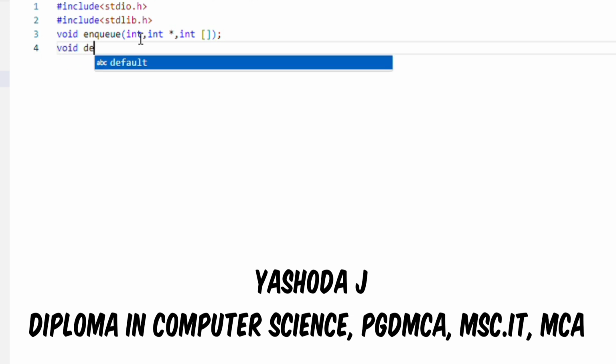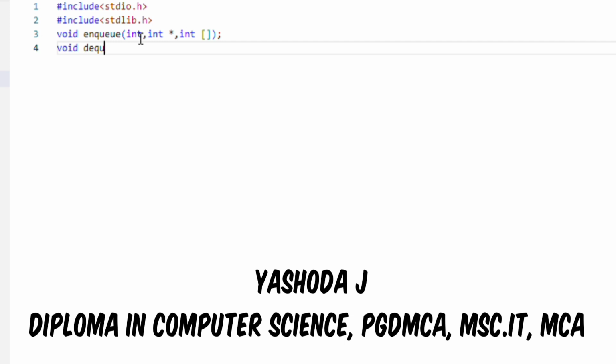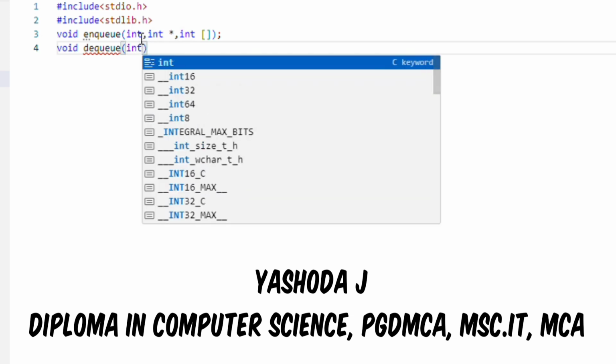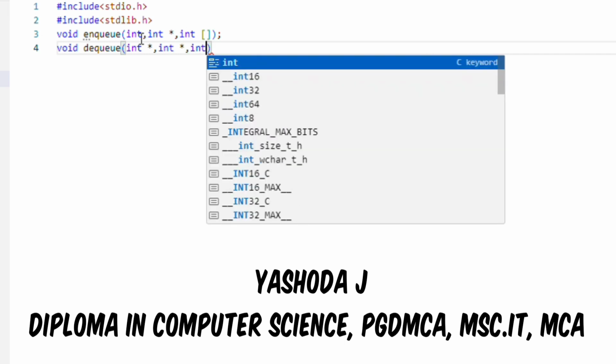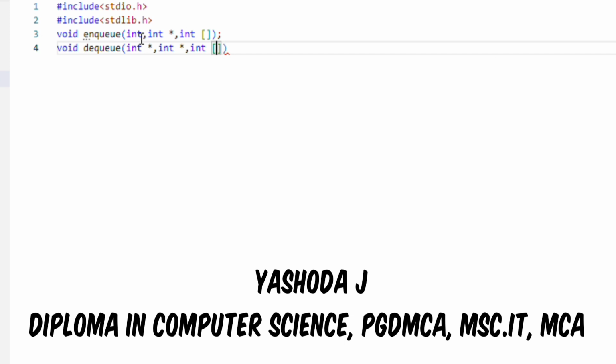Then we will have the dequeue function declaration. So we have the dequeue, void dequeue. So it is an integer argument, which is an integer pointer, then once again an integer pointer, then an integer array. So we have understood why we require all these arguments.